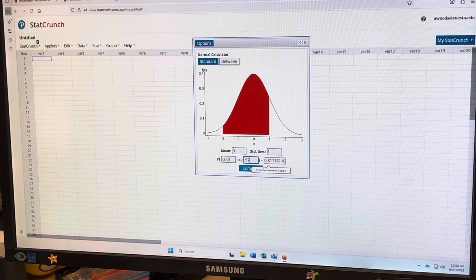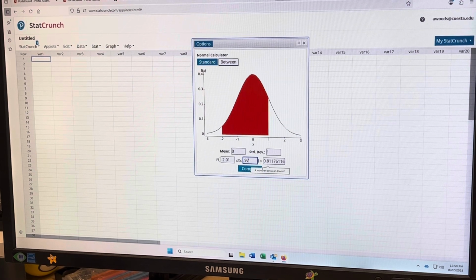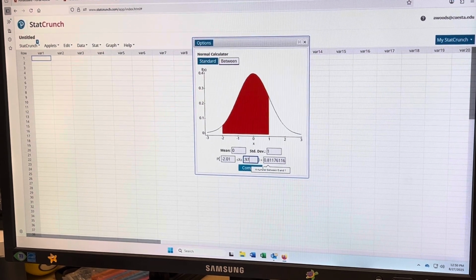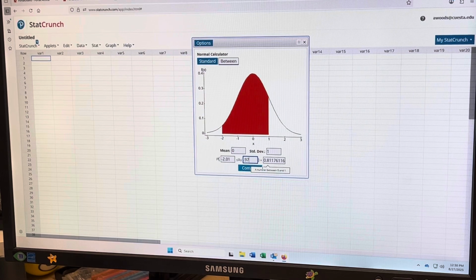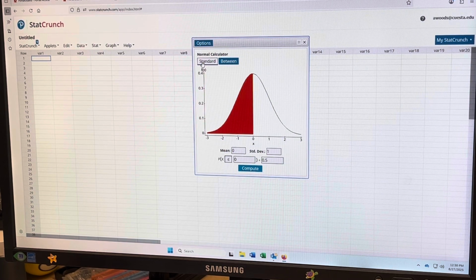So it's not very hard to find these areas once you've got Statcrunch up and running, okay? Sometimes they will give it to you in words. It says, now find the area to the left of z equals 1.99. So we're not doing a between, we're doing the area to the left, and that requires us to go back to standard.